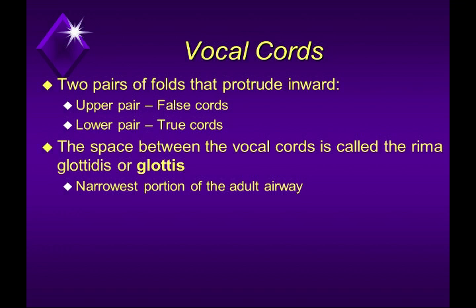And there you go. The opening between the vocal cords is called the rima glottidis, or glottis. So when I talk about the glottic opening, I'm talking about the space between the vocal cords. And this is the narrowest portion of the adult airway. At least, prior to entering into the trachea, that's the smallest portion that we're dealing with. The glottic opening.